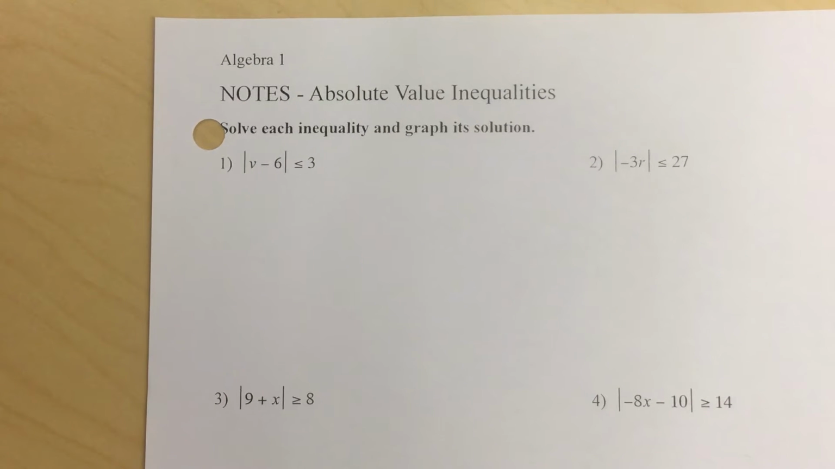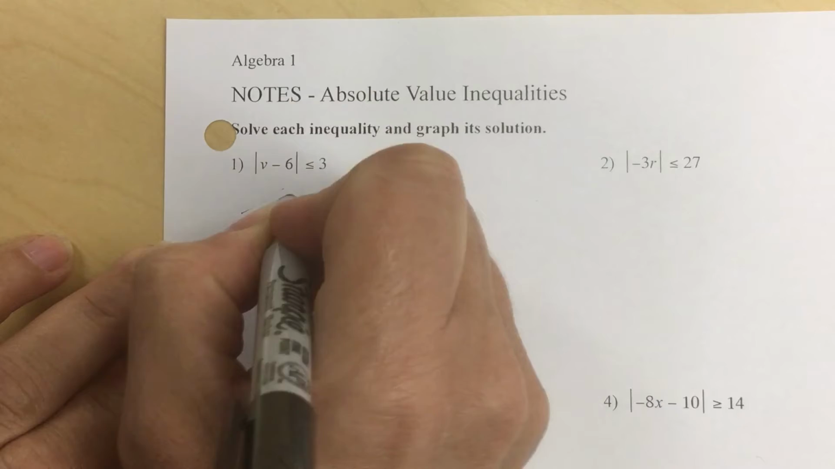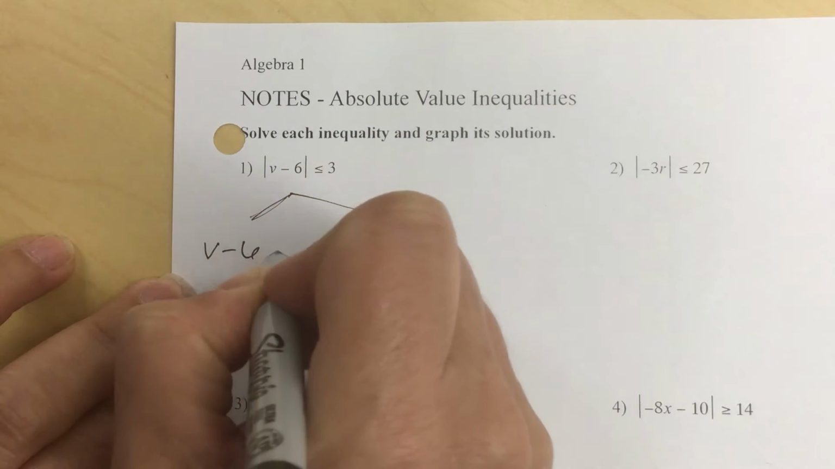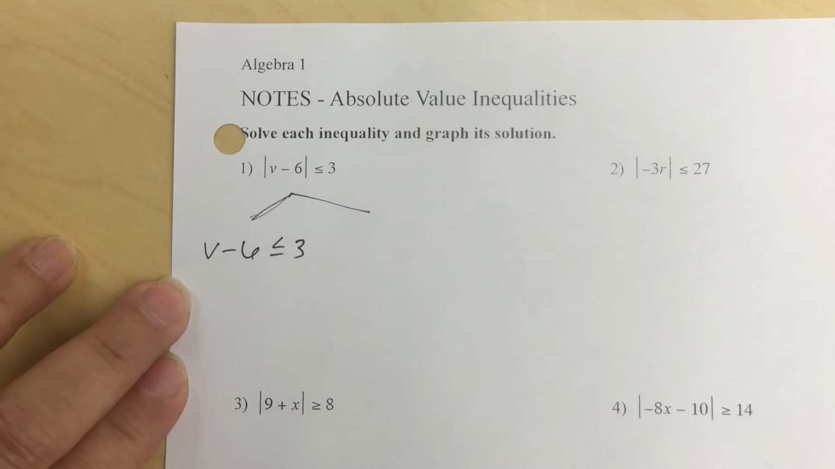Okay, so in this video, I'm going to show you how to solve absolute value inequalities. Remember when we did absolute value equations, we broke it into two equations. So we're going to do the same thing here. Our first one is going to be |v - 6| is less than or equal to 3. And then with inequalities, I like to say change the sign and change the sign.